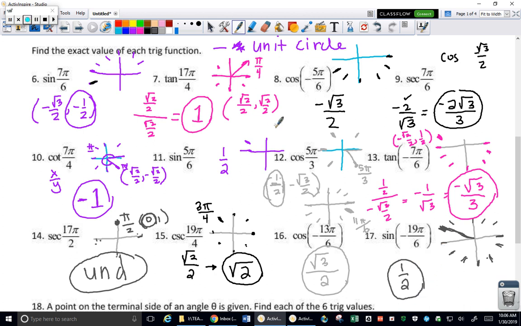Okay, so in order to get these done fast, you really do need to memorize the points on your unit circle where the x value is your cosine and the y coordinate is your sine value.